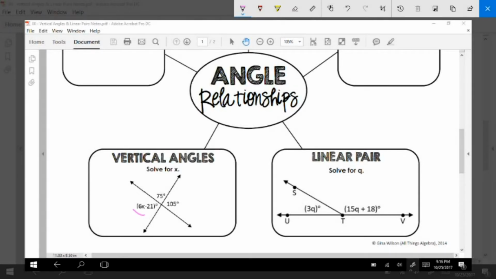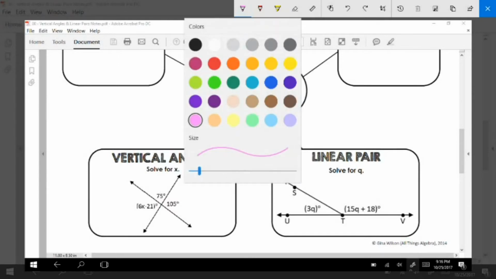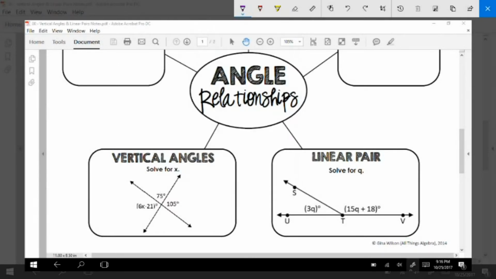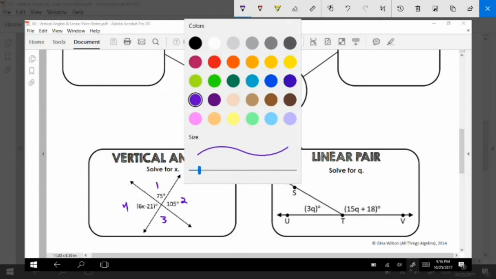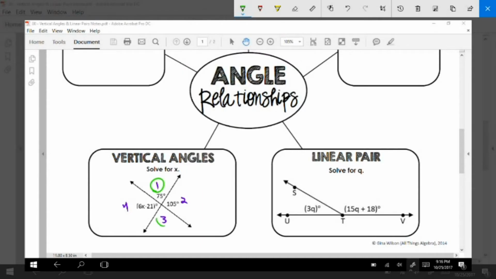So look right here. That's 6x minus 21. This angle is vertical angles with which one? Which ones are vertical angles? Let me label it for you. We've got 1, 2, 3, and 4. Which numbers are vertical angles? Which pair up? So 1 and 3 are a pair. They're vertical angles. And 2 and 4 are vertical angles. And vertical angles are always congruent. If you say congruent, give yourself a little high five right there.